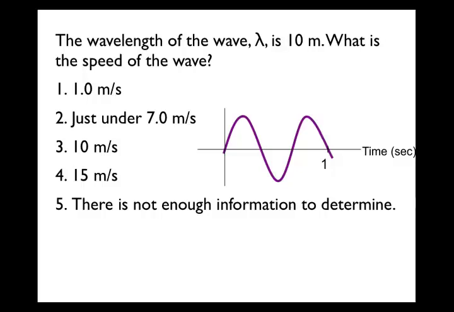Well, the wave speed is the wavelength divided by the period, and if I have 1.5 oscillations in 1 second, that means it takes about 2/3 of a second for one oscillation. So the period of this oscillation is about 2/3 of a second. If you take the wavelength, which is the distance the wave travels in one oscillation, 10 meters, divided by the period of the wave, 2/3 of a second, 10 divided by 2/3 gives you about 15, and so the answer here is 15 meters per second.